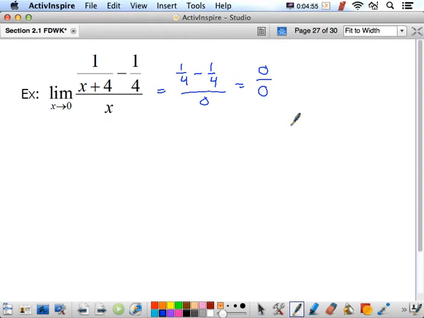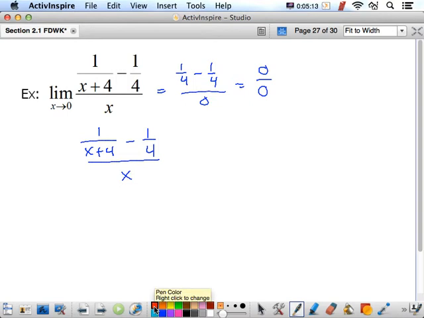What's wrong with this function right here? It has a fraction inside of a fraction. We call that a complex fraction. And I taught you guys in algebra that there's a really quick way to rid yourselves of complex fractions.